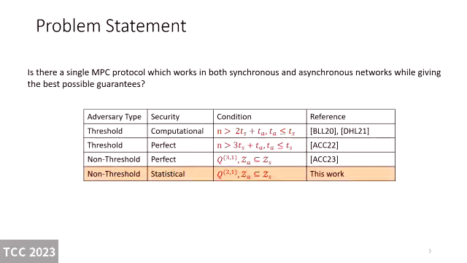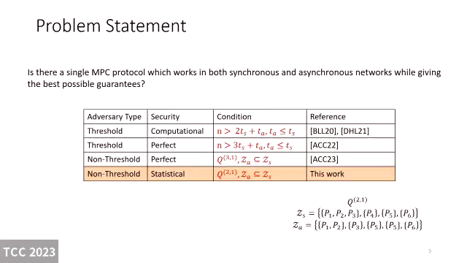And prior work has looked at this for computational and perfect security, and we're the first to look at this with statistical security. And we show that it's possible as long as the Q2 condition is satisfied. So now we have 2 different adversary structures. The synchronous one, which lists out the possible corruptions in a synchronous network, and the asynchronous one, which lists out the possible corruptions in an asynchronous network.